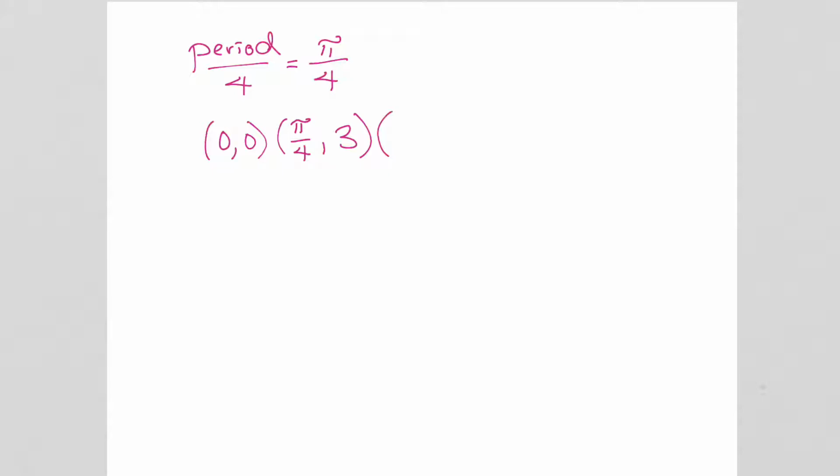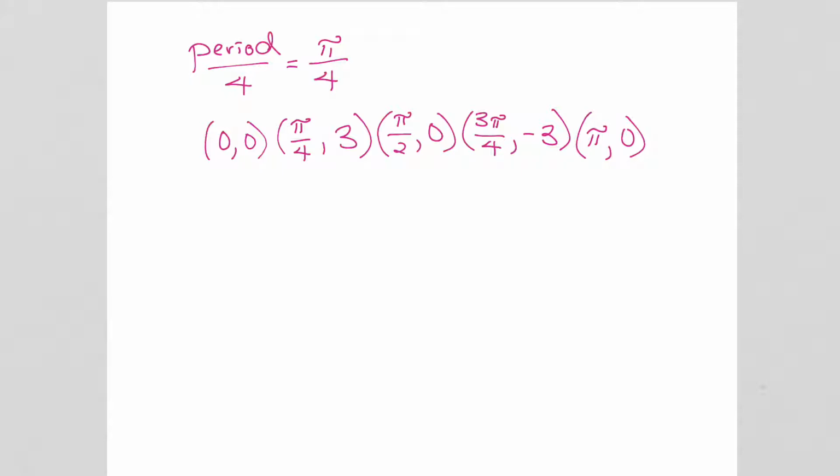Pi over 4, add another pi over 4, we get pi over 2. And it goes back to 0. Add another pi over 4, that's 3 pi over 4. And we're going down to negative 3. And last, another pi over 4 takes us all the way to pi, our complete period, back to 0. Okay, so that is y equals 3 sine of 2x. But we need to take into account that minus pi over 3.